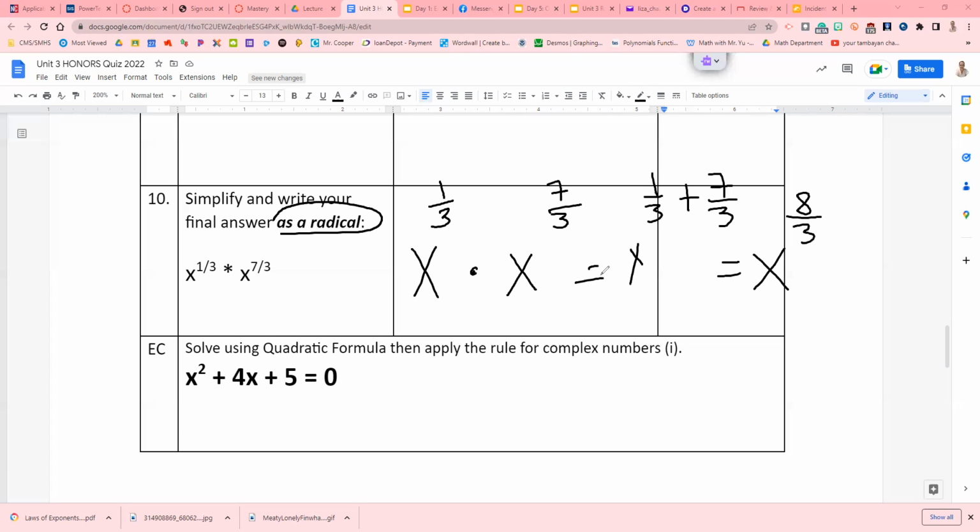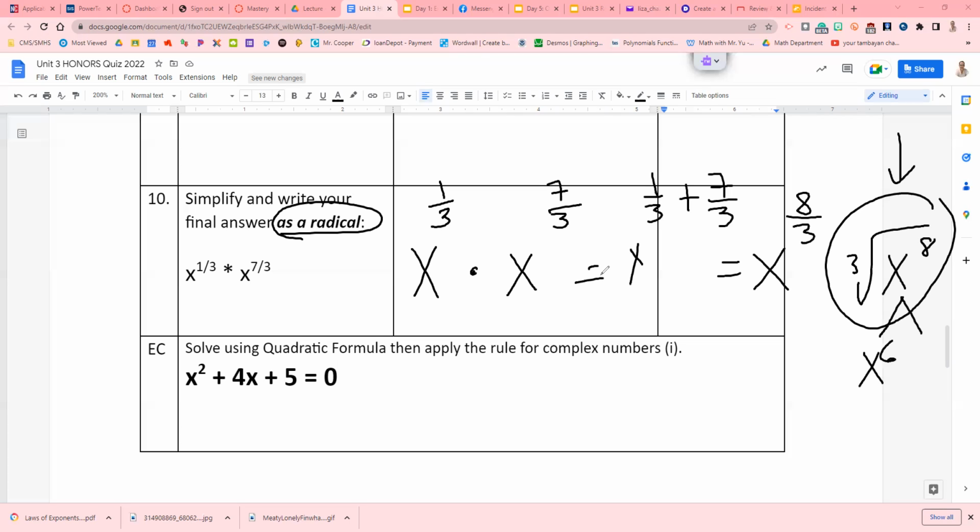It says write in radical form. So therefore, that would be cube root of x raised to 8. But it says simplify. So x to the 8 can be considered a correct answer. And another answer: x to the 8 should be simplified into x to the 6 and x squared.